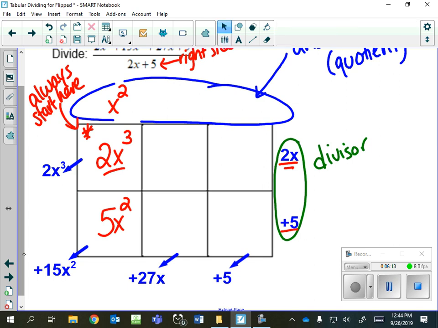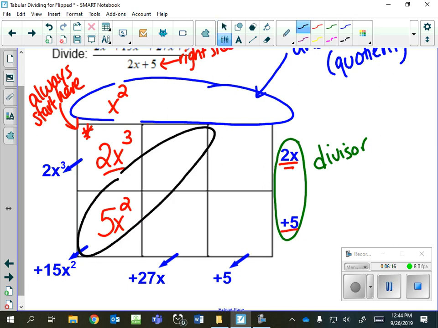Now, this diagonal here has to add to give me my output of 15x squared. So if I already have a 5x squared, that means that in my top middle, I have to have a 10x squared, because 10x squared plus 5x squared would give me this 15x squared. So now I need the top piece. What times 2x gave me 10x squared? It should be a positive 5x. 5x times 2x gives me 10x squared.